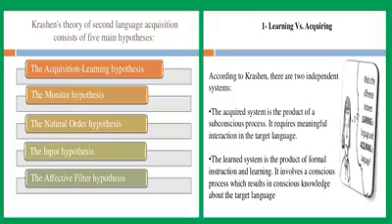Learning versus acquiring. According to Krashen, there are 2 independent systems. The acquired system is the product of a subconscious process. It requires meaningful interaction in the target language. The learned system is the product of formal instruction and learning. It involves a conscious process which results in conscious knowledge about the target language.